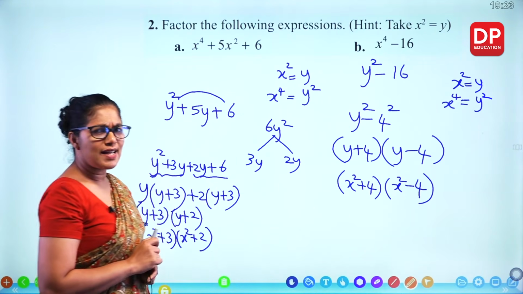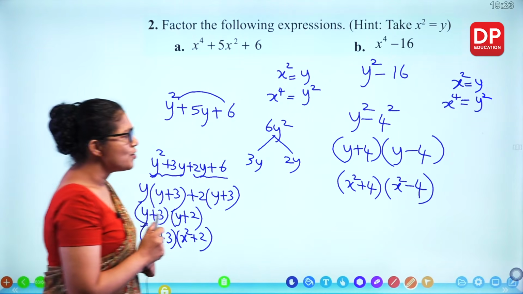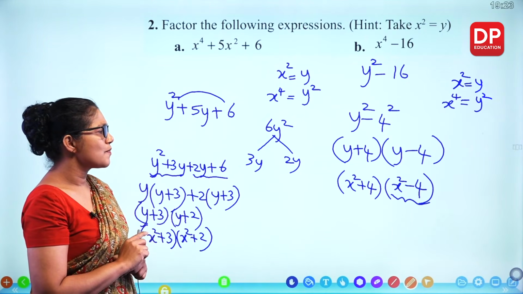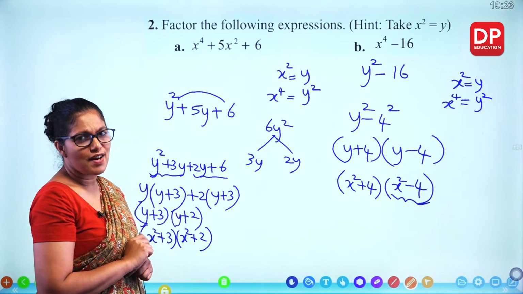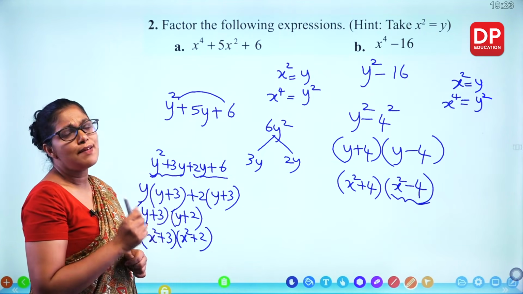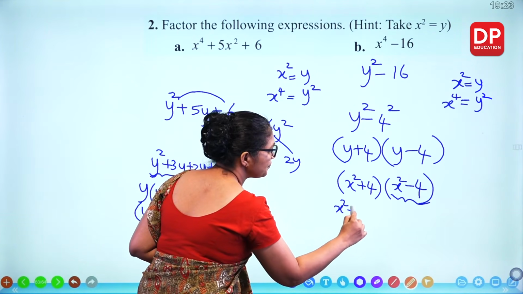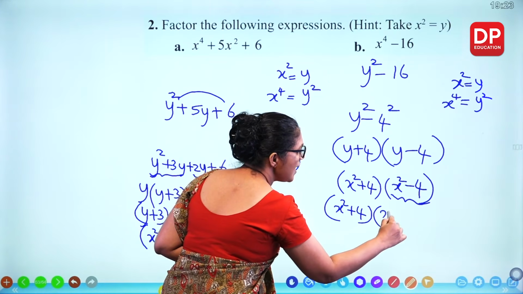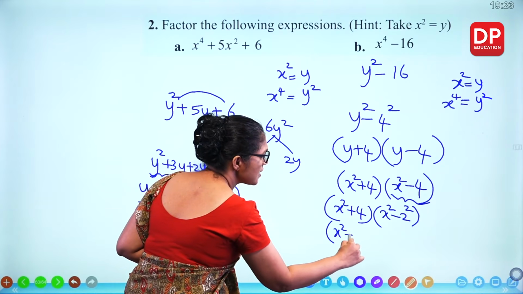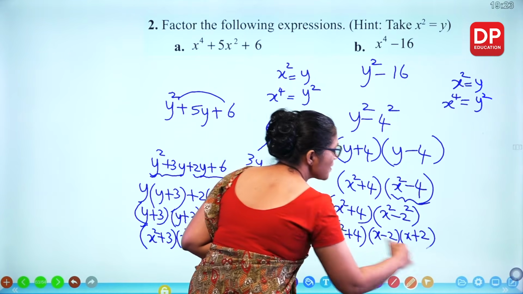Do you think this is the final answer? What do you think? No. Can you see again we are getting two square terms. So here again we can factorize. Make sure that the final answer is completely factorized. So what can we do again? I can write this one as x squared minus 2 squared. Again you can write down the factors as x minus 2 and x plus 2.